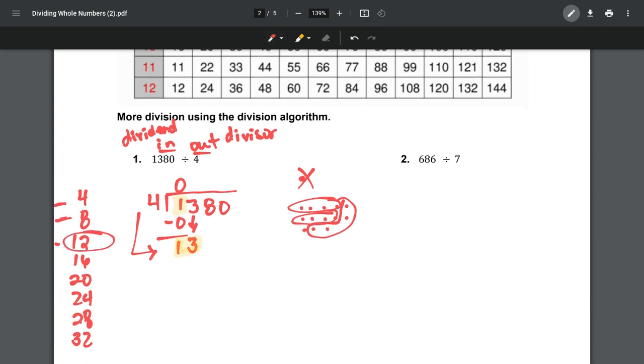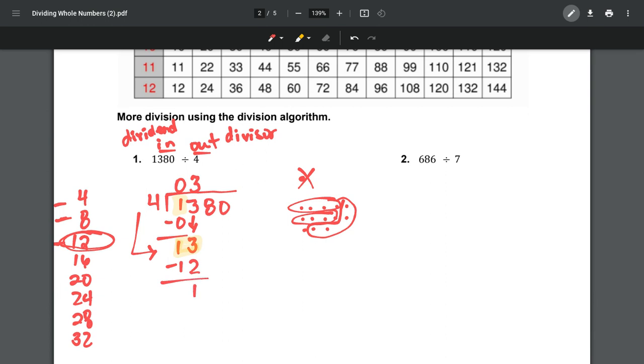That's down 1, 2, 3 units. Okay? So the closest you can get to 12 and 13 without going over is 3. In other words, you can only get 3 full groups of 4 out of 13. So you put your 3 there. But this number you circle 12, because 3 full groups of 4 is 12. That's the number you're going to subtract.